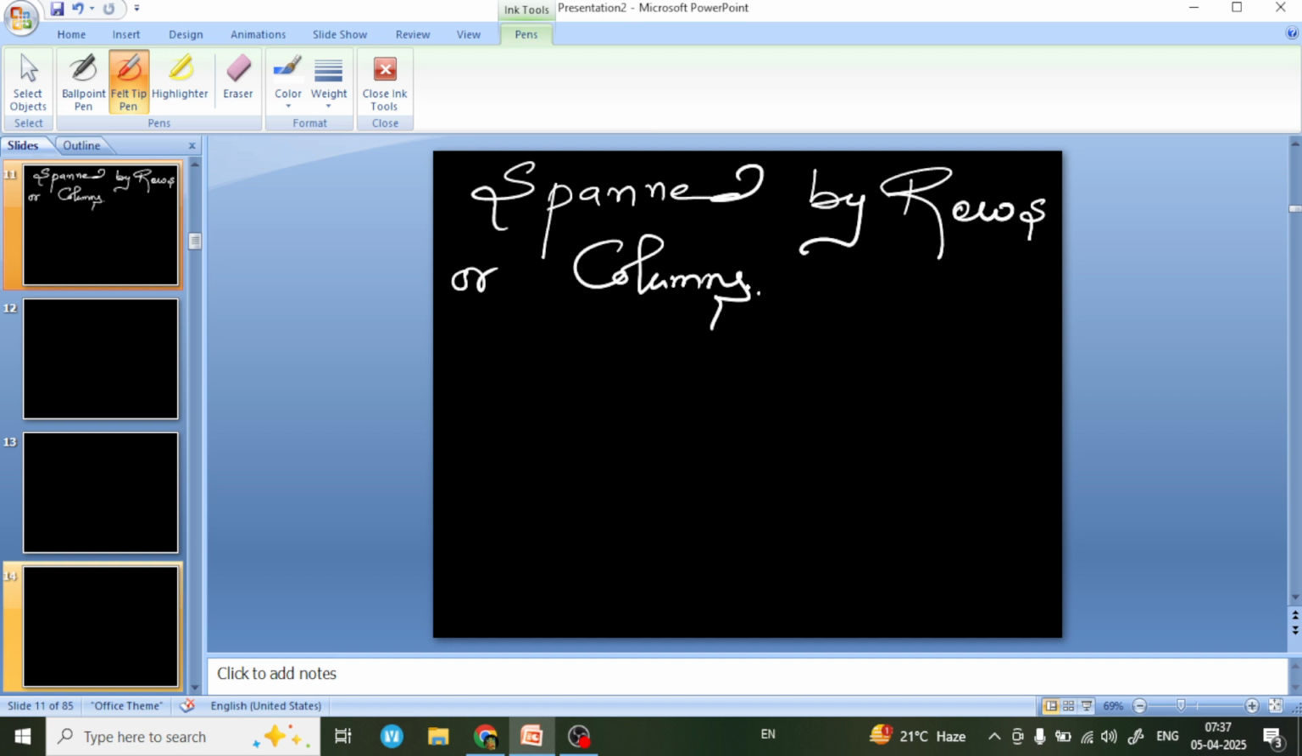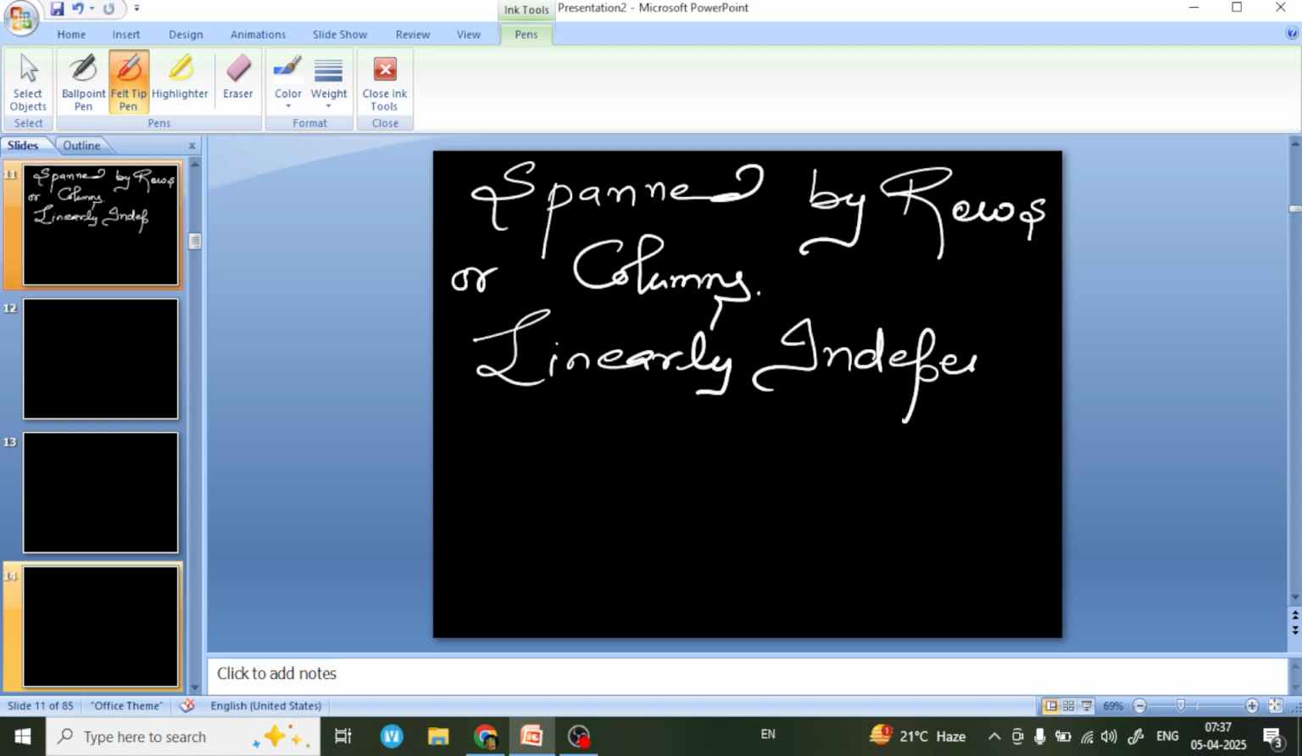What is linearly independent? Linearly independent means when no row or column can be expressed as a linear combination of the others.